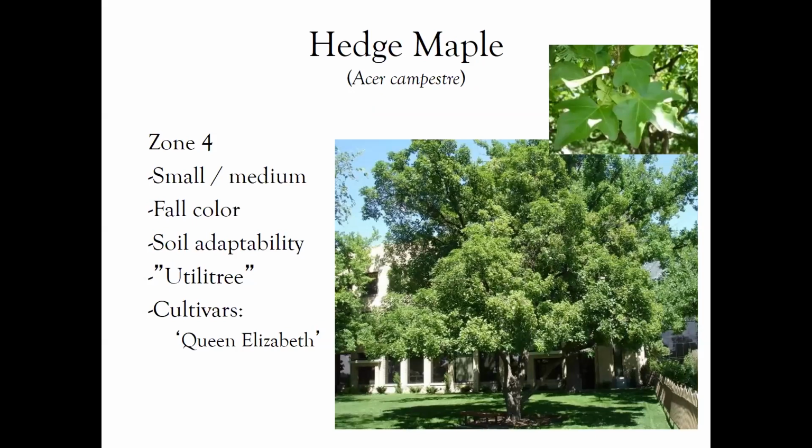Hedge maple, Acer campestre. This is a maple that most people have never really heard of, let alone used or even seen in the nurseries. It's a small to medium tree. It can be sheared quite easily or kept small, hence the name hedge maple. It does have nice red fall color, soil adaptability. It's great in high pH soils.